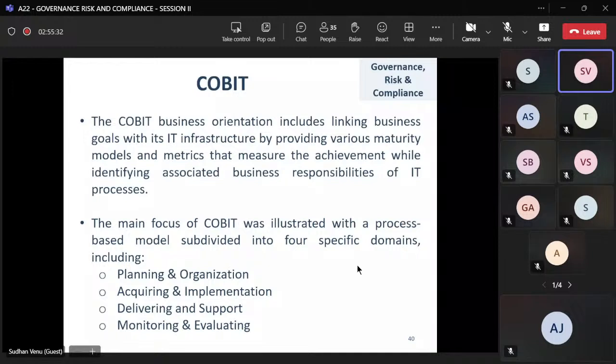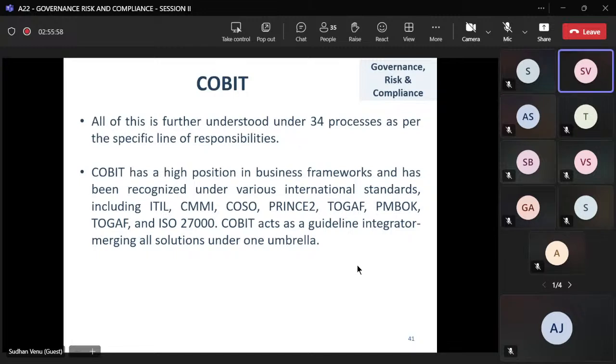The main focus of COBIT is illustrated with a process-based model, and it is subdivided into four specific domains: Plan and Organize (PO), Acquire and Implement (AI), Deliver and Support (DS), and Monitor and Evaluate. These are the specific domains included in the process model of COBIT. It further breaks down into 34 processes as per the specific lines of responsibility. COBIT has a high position in the business framework and has been recognized under various international standards like ITIL, CMMI, COSO, PRINCE2, and PMBOK. These are the standards and best practices organizations use, and COBIT acts as a guideline, integrating and merging all of them under one umbrella.